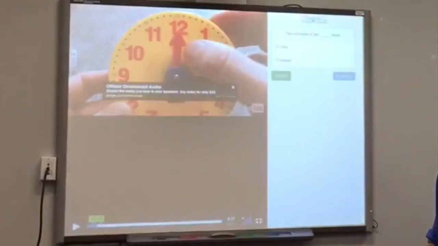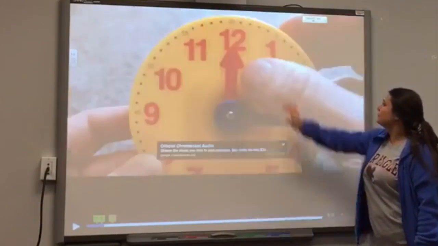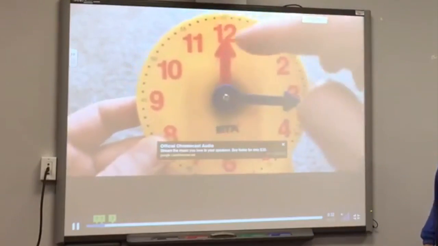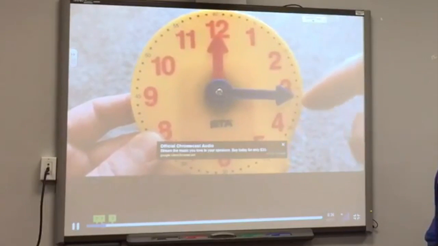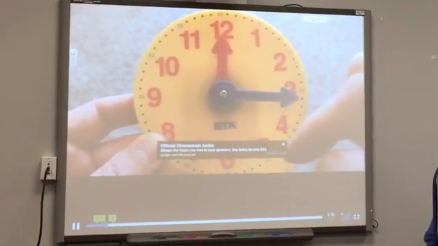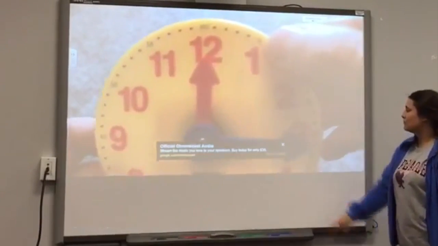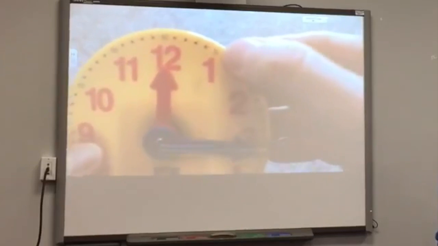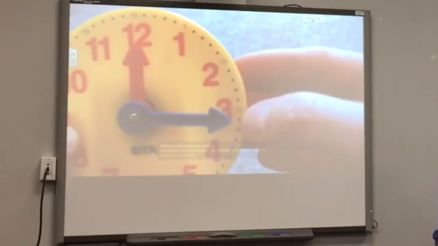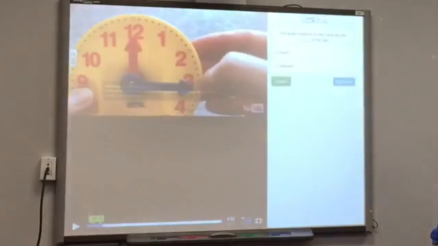The short red hand is for the hours. And you can see around the clock we have 1, 2, 3, 4, 5, and so on. These big red numbers are the hours of the day. And these little blue numbers, there's a 5, there's a 10, and a 15. These smaller numbers are the minutes.